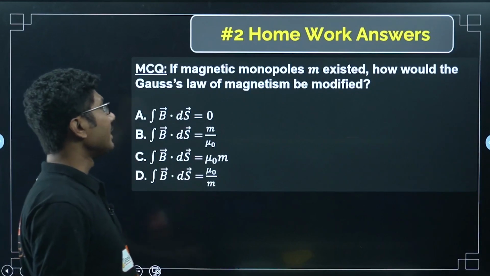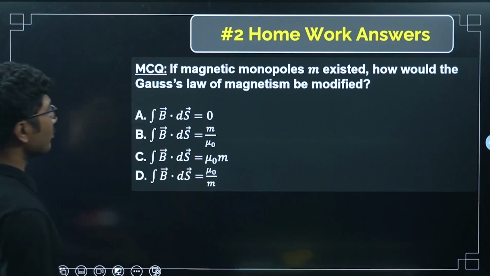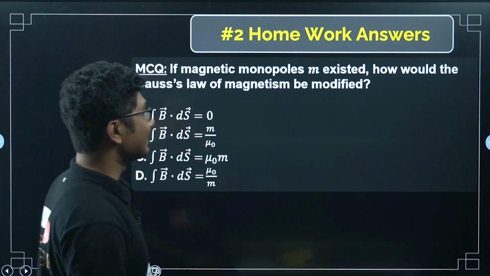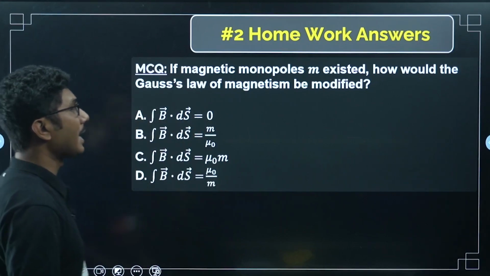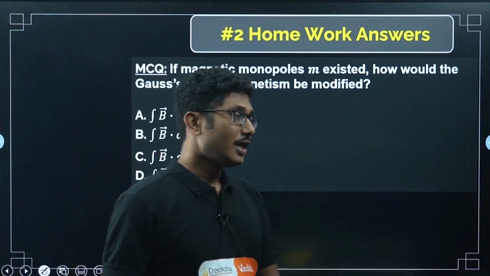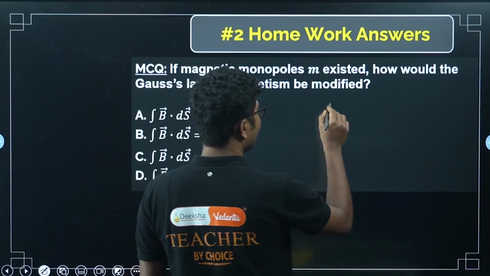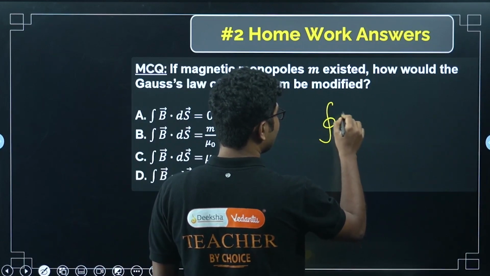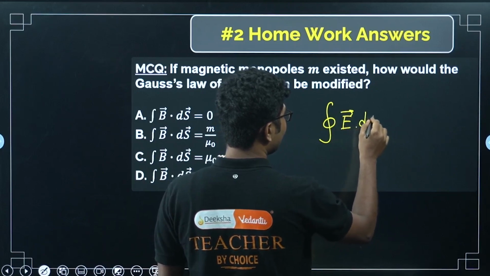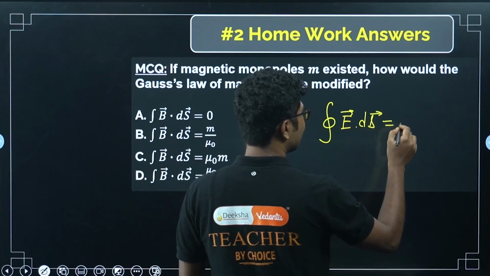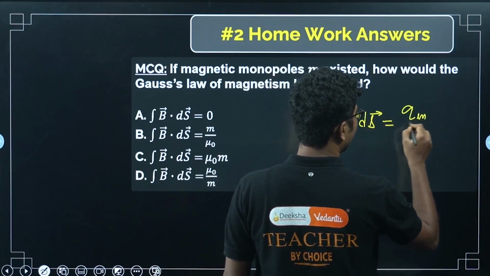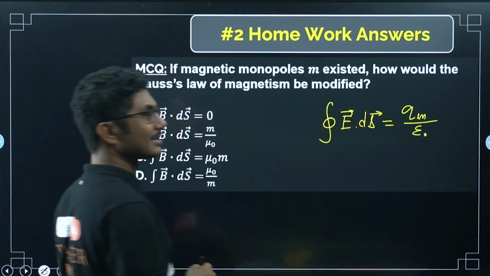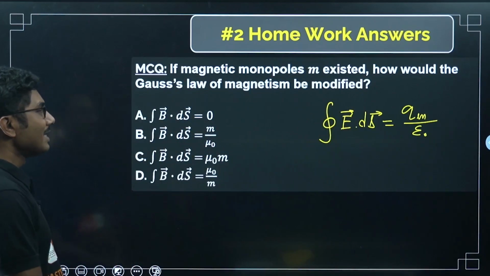Next homework problem, very interesting question. If magnetic monopoles m existed, assuming that monopole m existed, how would the Gauss's law of magnetism be modified? So we know that in case of electricity, basically it is a comparison of electricity, E dot ds vector equals q enclosed by epsilon naught, right? So they have asked you how it would have changed.